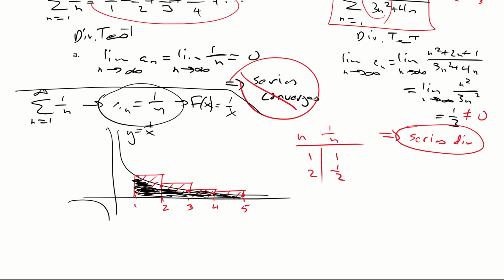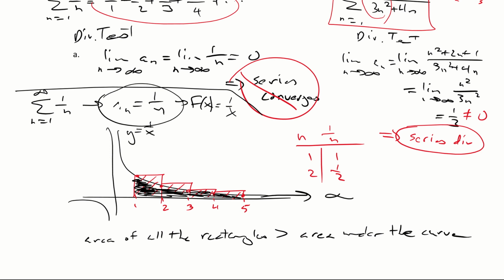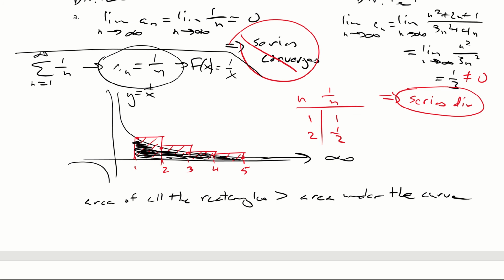So what I'm saying is the area of all the rectangles is greater than the area under the curve. Now notice, we're going to let this go all the way to infinity. That's an improper integral if we did that. What if I were to say to you that the area under the curve is infinite? What would that say about the area of the rectangles that are bigger than infinite? It would also be infinite, and that's how I go about this.